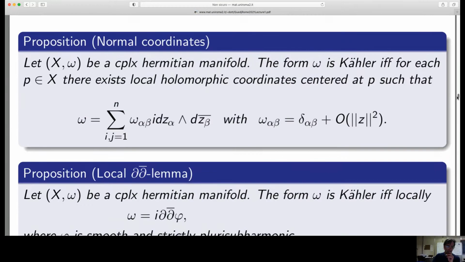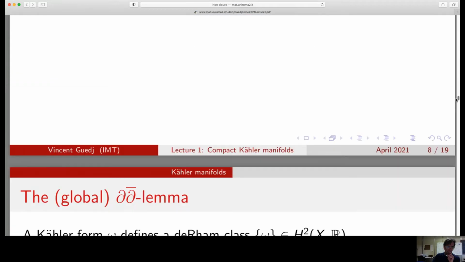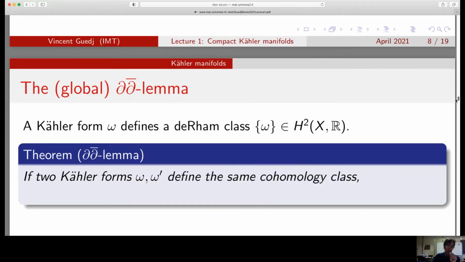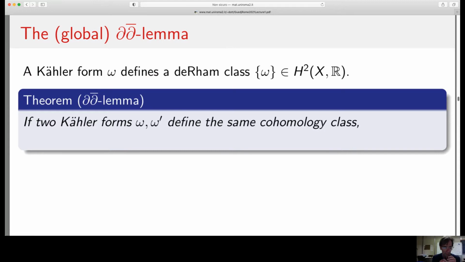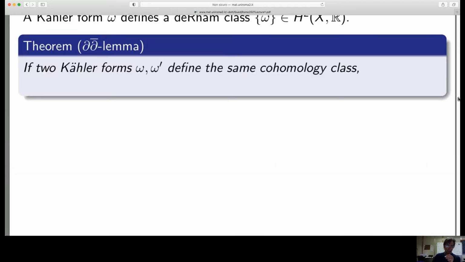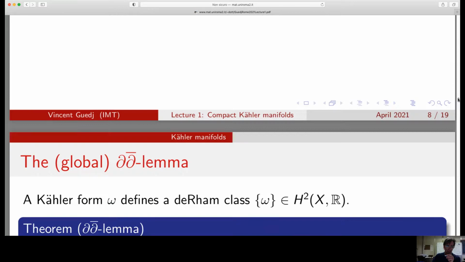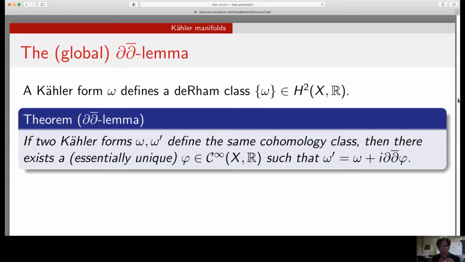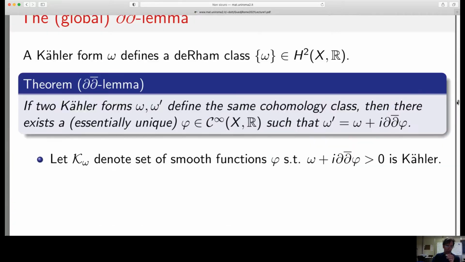But in the compact Kahler world, you have also the global DD-bar lemma, which means: suppose you have two Kahler forms, omega and omega prime, and suppose that they define the same cohomology, since they are both closed, we said they define cohomology. Then their difference is i DD-bar phi of some global smooth function phi. This is true on compact Kahler manifolds. That's the so-called very famous DD-bar lemma.